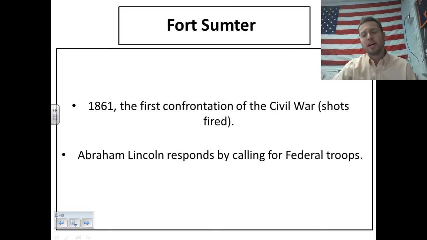Abraham Lincoln responds by calling for federal troops. Remember our sequence: Lincoln elected, Lower South secedes, Lower South fires on Fort Sumter, Lincoln calls for troops, Upper South secedes, that includes Virginia, Bobo gets loose. We got Fort Sumter done?